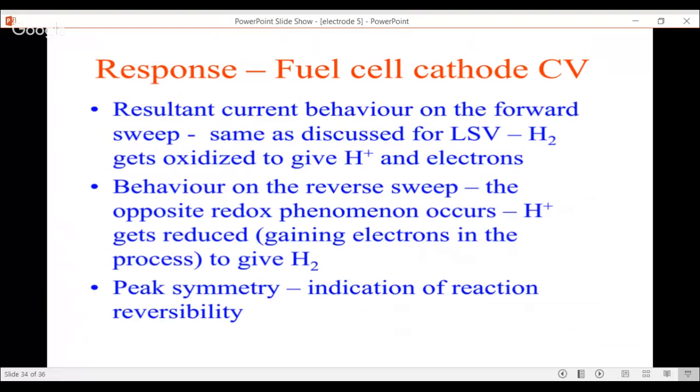The response of the fuel cell, the resultant current behavior on the forward sweep, is the same as discussed for linear sweep voltammetry. Hydrogen gets oxidized to give rise to H plus and electrons. Behavior on the reverse sweep: the opposite redox phenomenon occurs, that is, H plus gets reduced, gaining electrons in the process to give rise to H2. Peak symmetry is an indication of the reaction reversibility.